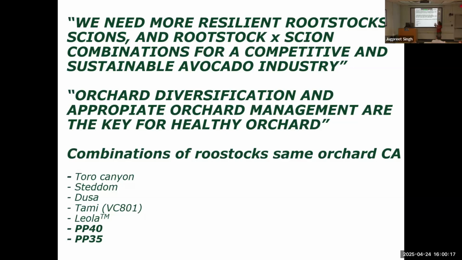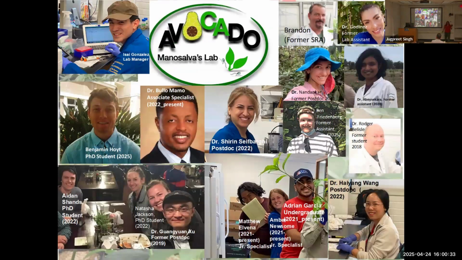So you can plant a patch of Dusas if you don't have a clay problem, a patch of Toro Canyon, because you know all of them produce with husk. So you are not going blind. So diversify, and then you will keep your orchard healthy.